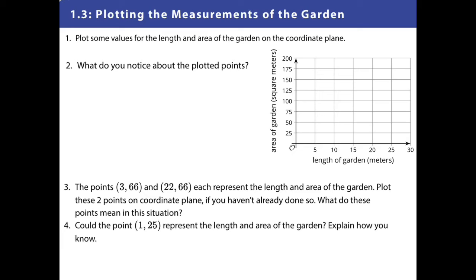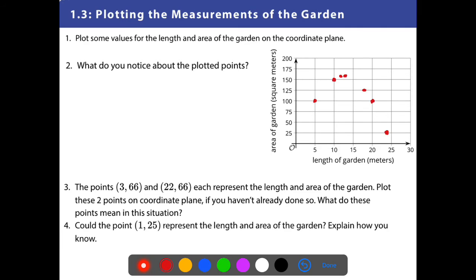Okay, moving on to example 3. Plot some values for the length and area of the garden on the coordinate plane. So I already did that, and here they are. And then number 2, what do you notice about the points? So one thing is that at first the area grows as the length increases, but then it decreases, and also the area increases more and more slowly as the length increases.